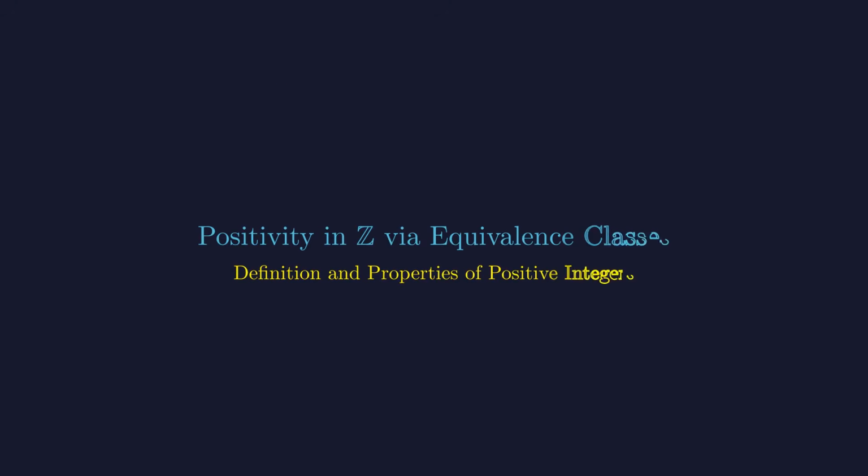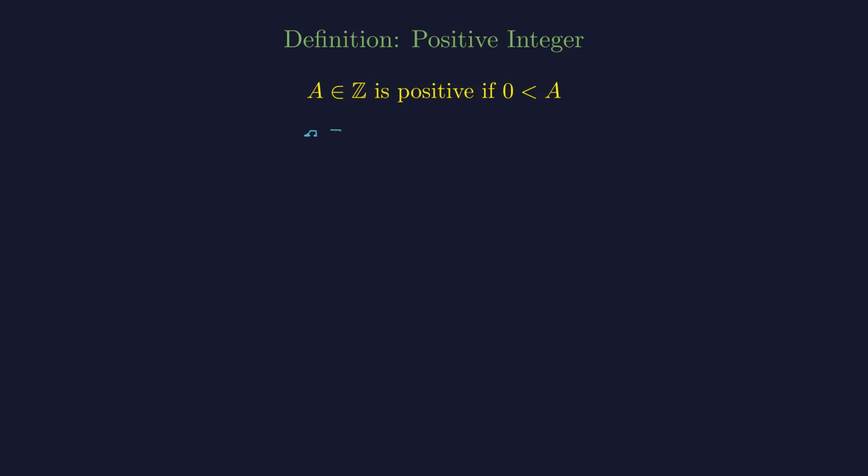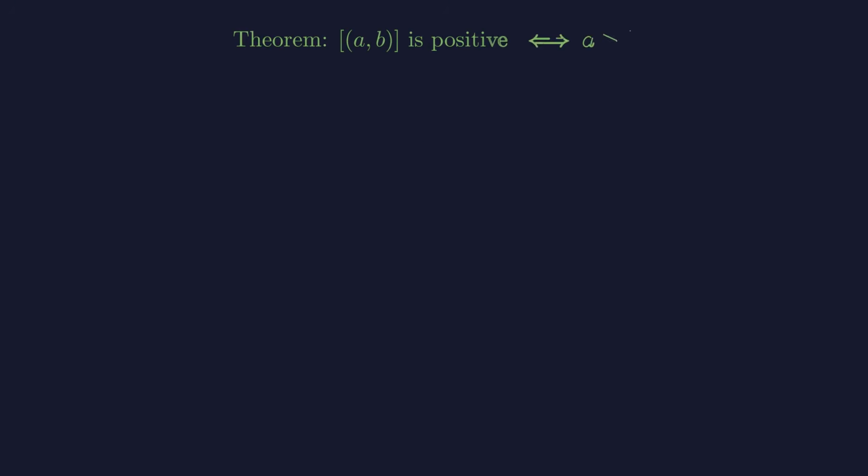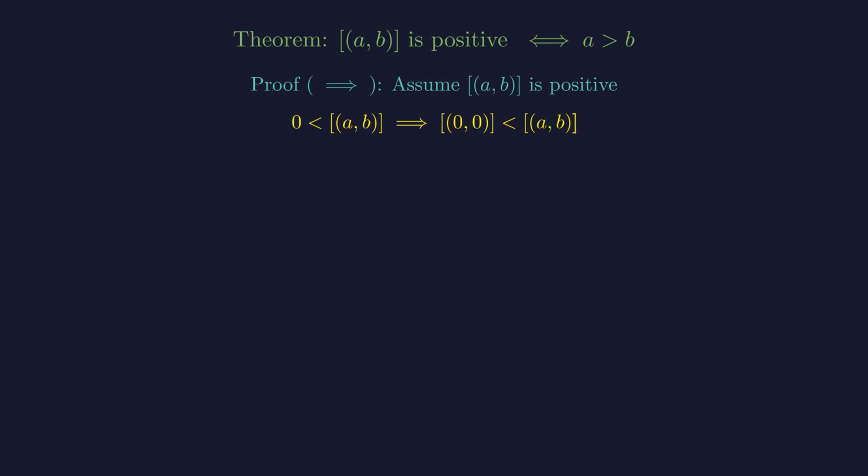Positivity in Z via equivalence classes. An integer a is said to be positive if it is greater than 0. It is said to be negative if it is less than 0. Theorem: an integer a equals class [a, b] is positive if and only if a is greater than b. The proof is straightforward from the definition of order.